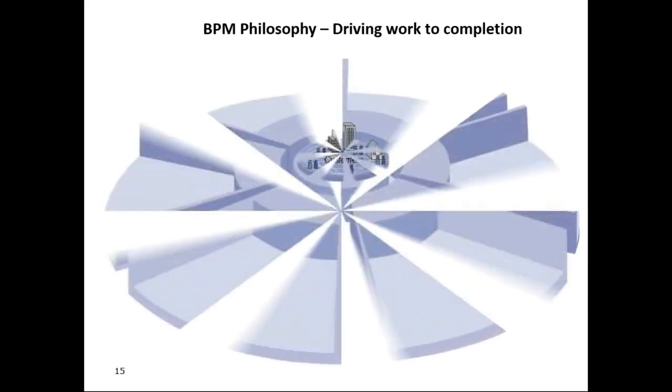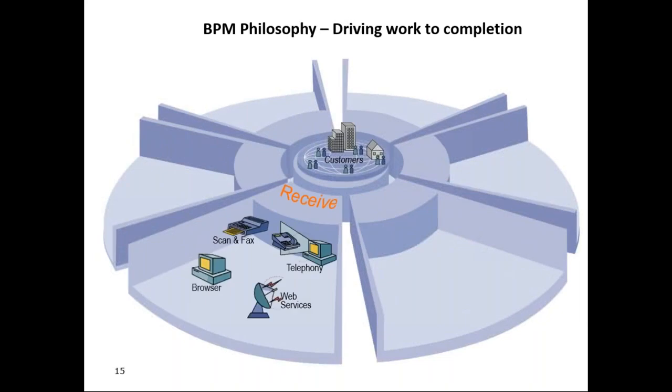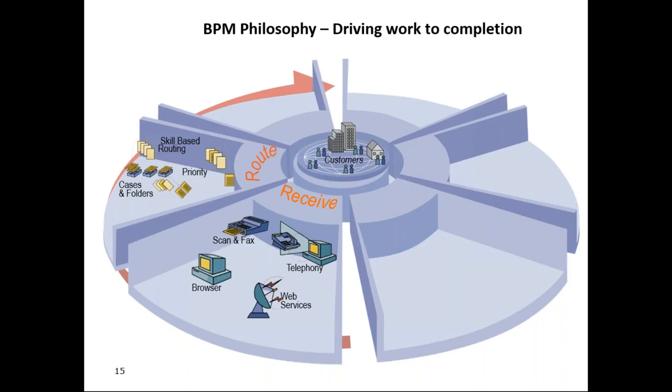So if you see here in the diagrammatic representation, first we will be receiving an application, maybe a request from the user. That can be scan, fax, browser, telephone, or web services. After receiving the work, we are going to route it to the respective person, the respective department. So the skill based routing: based on the skill or priority, the cases will be routed.